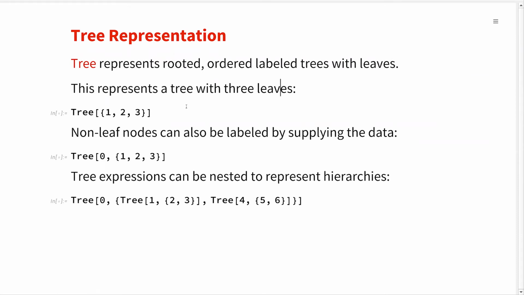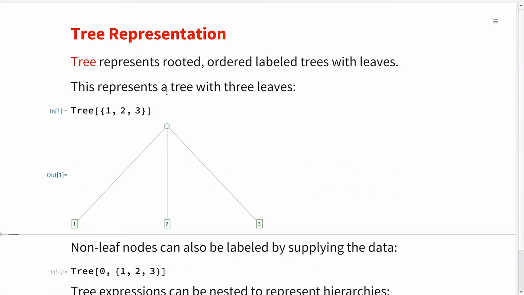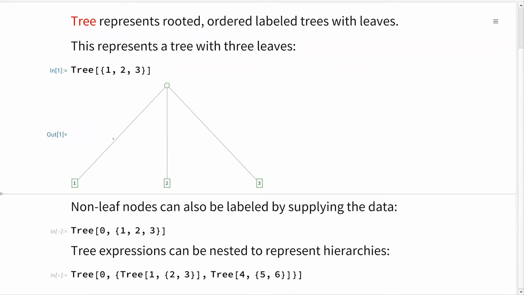So to start with, seeing how to represent trees generally. Trees represent rooted, ordered, labeled trees with leaves. So here's an example of what that looks like. This is a tree with 3 leaves, which are the numbers 1, 2, and 3. So if I evaluate this tree, I get this tree here, and you see there's the root node with no data, and then 3 children, 1, 2, and 3.